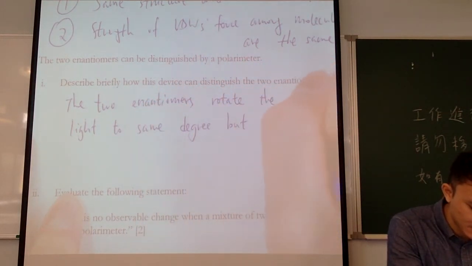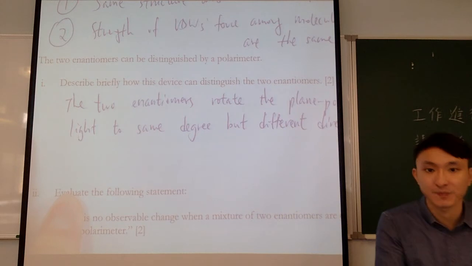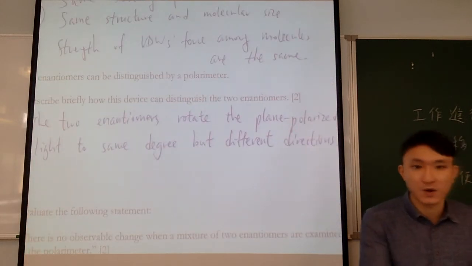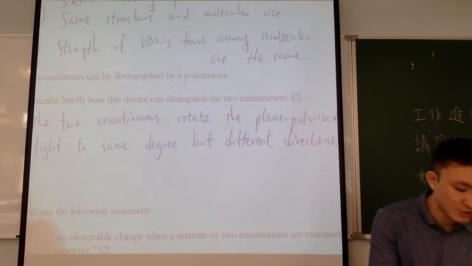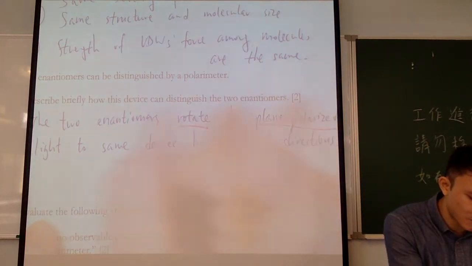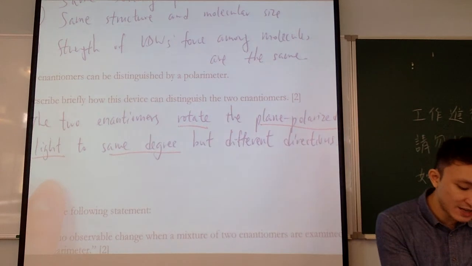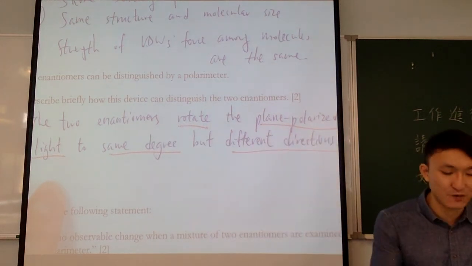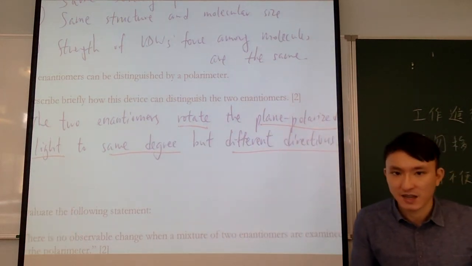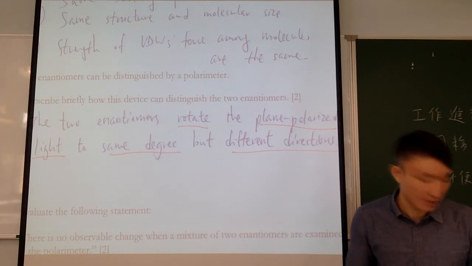but different direction. Okay? So there are a lot of keywords, and make sure you don't miss them. So rotate plane polarized light, I think that would be 1 mark. Same degree, same angle, but different direction. That would be the 2nd mark. So make sure you include all these keywords.